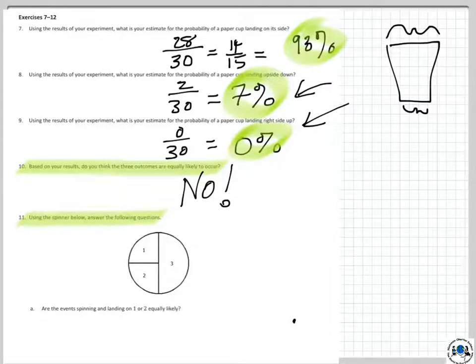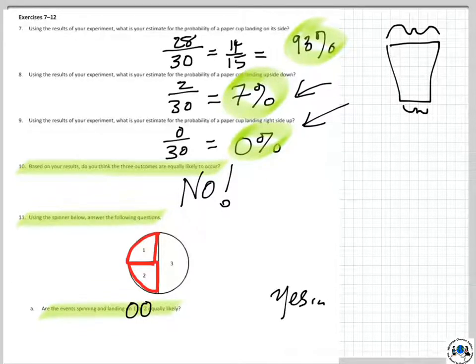But yes, it's using the spinner below. Answer the following questions. A asks, are the events spinning and landing a 1 or 2 equally likely? And that would actually be yes. Okay, I originally said no because I thought they were asking about all three coming up equally, but no. Yes, 1 and 2 have an equal chance.